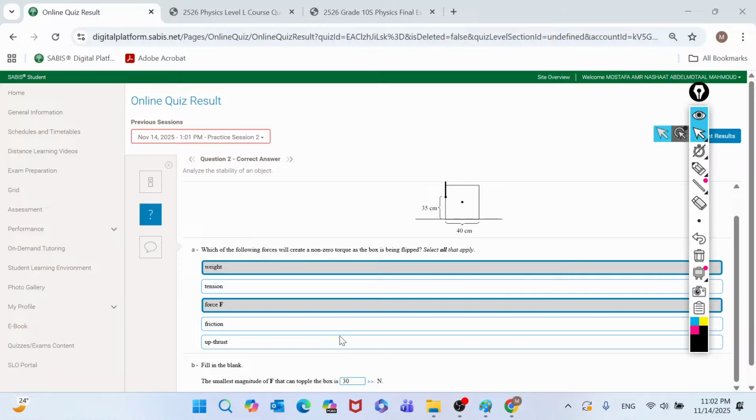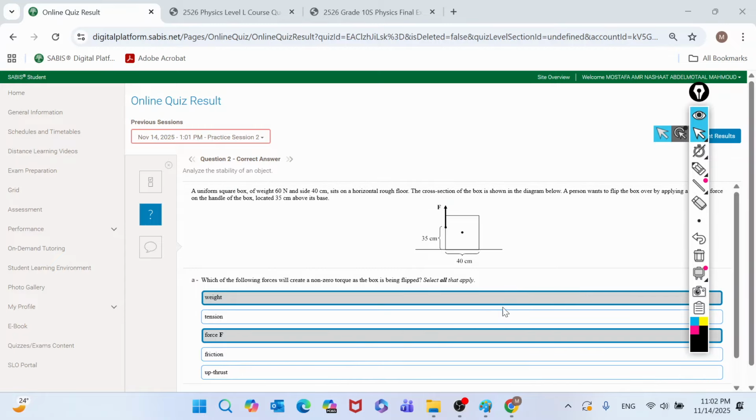Okay, now let's solve point B: the smallest magnitude of F that can topple the box. So guys, for the box to topple, you need the force F to overpower the weight and cause it to topple over. Obviously the least force is when they're equal. So you want the moment of F and the moment of the weight to be equal.